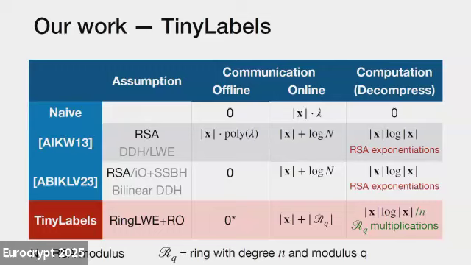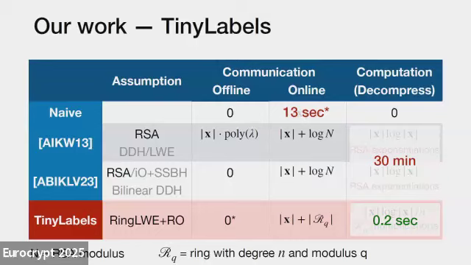But the most interesting thing is the computational cost, because for each batch of n input labels that we want to decompress, where n is the degree of the ring, we only need to perform log n ring multiplications. Now, we actually implemented this, and on input of length 100,000, it would actually take less than 1 second.